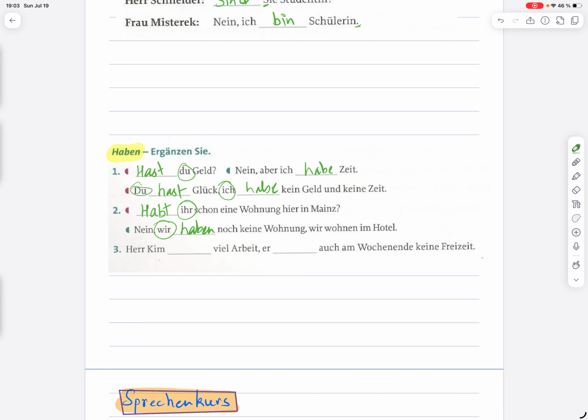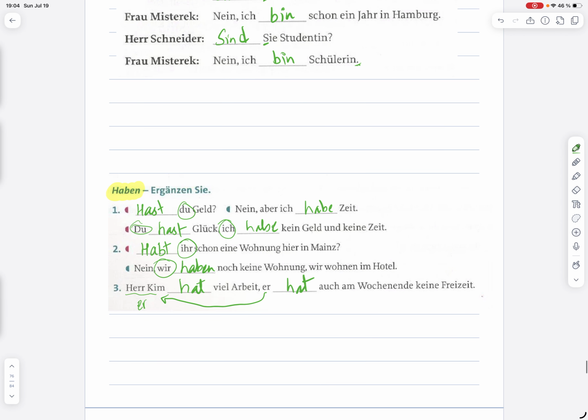"Wir wohnen im Hotel. Herr Kim dash viel Arbeit." Here we are talking about "er", about Herr Kim. So "Herr Kim hat viel Arbeit." Then "er". So "er" is corresponding to Herr Kim only, right? So you can also say "Er hat viel Arbeit", right? But here you can say "Herr Kim hat viel Arbeit. Er hat auch am Wochenende keine Freizeit", right?